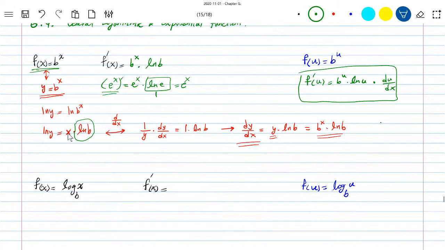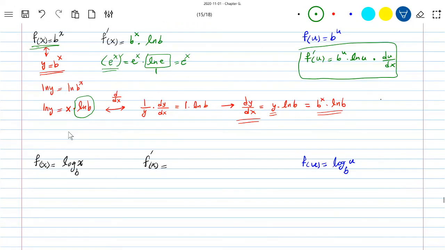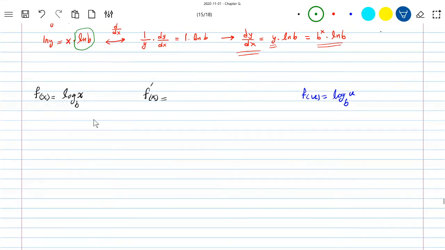Okay. Similarly, we can create the derivative for the general log function. So if we have log x base b, how can we find the derivative? This one is kind of simpler because we know one property. We can rewrite, simplify the function f as log x base b. By the change of base property, we can write this as ln x divided by ln b. These two are the same by the log property.